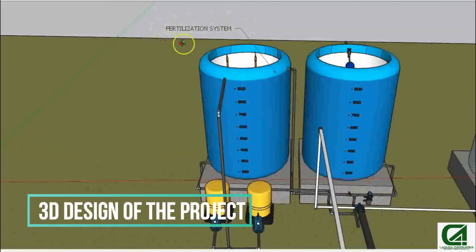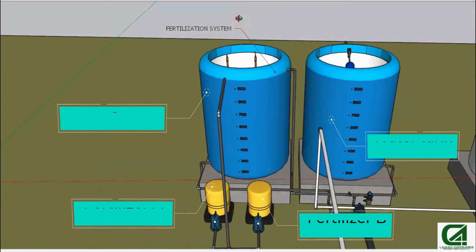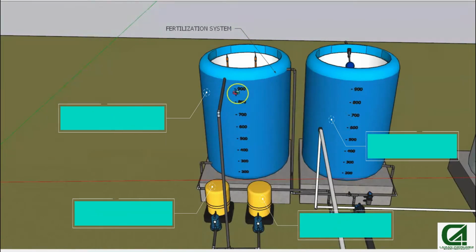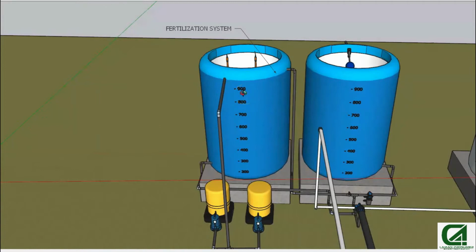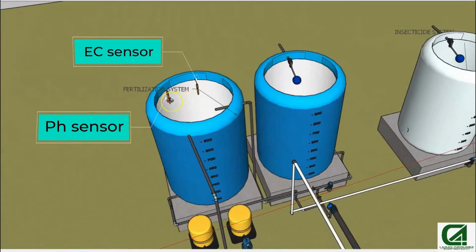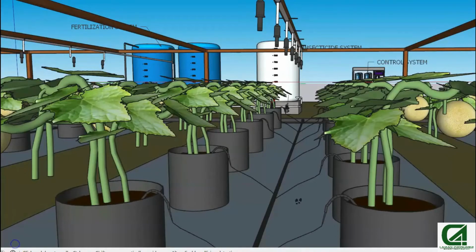This is the 3D design of our system. Firstly, we have four tanks here labeled as a water tank, fertilizer or mixing tank, tank for fertilizer A and tank for fertilizer B. The fertilizer tank is where we mix fertilizer A and B with water and the solution will be pumped out to the plants later. For the fertilizer tank, we put an EC sensor to get the reading for the EC meter and also a pH sensor to get the reading for the fertilizer pH meter.